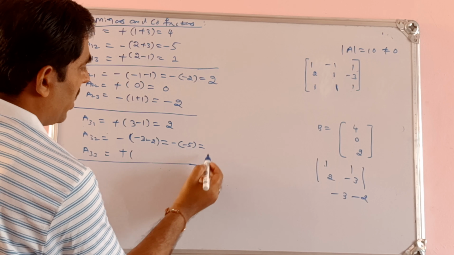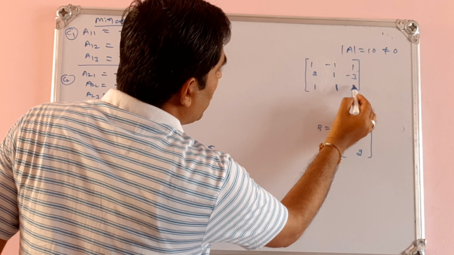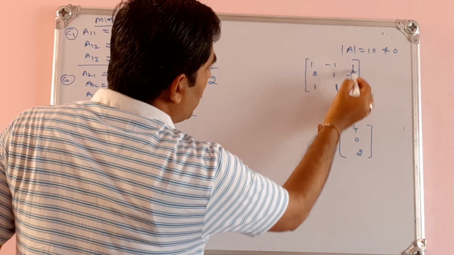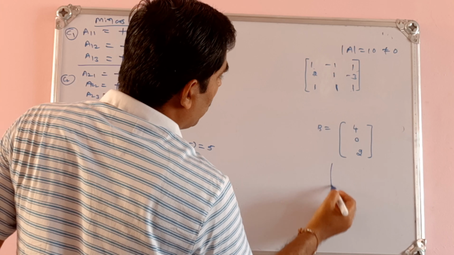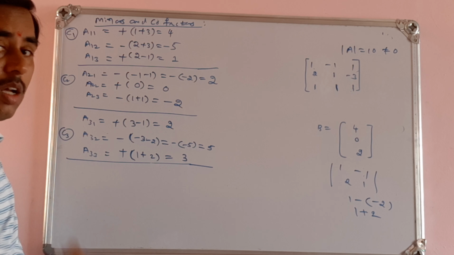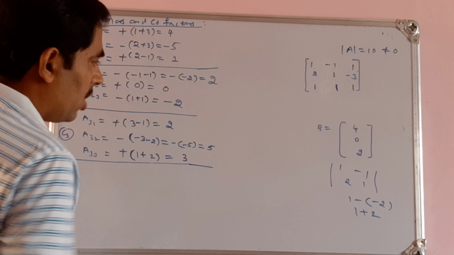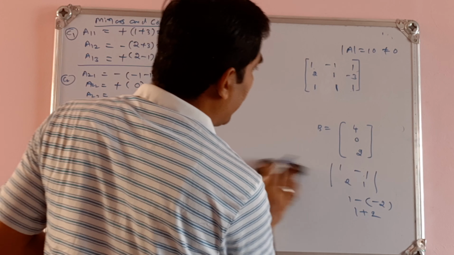Then last element. So I will consider the last element. See, last element is, once again, it is 1. See, leave this row and this column. What are the elements here? 1 minus 1, 2 1. So 1 ones are 1, minus of minus 1 into 2, that is minus of minus 2, so 1 plus 2, that will be 3. So this is, when writing the adjoint, my third column. So in this way we have to check the signs again and again.